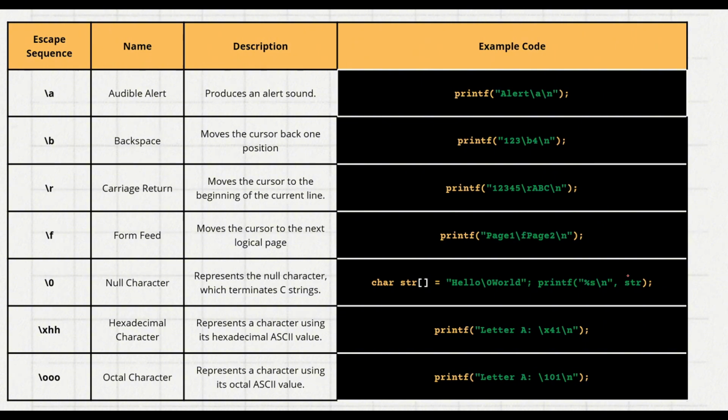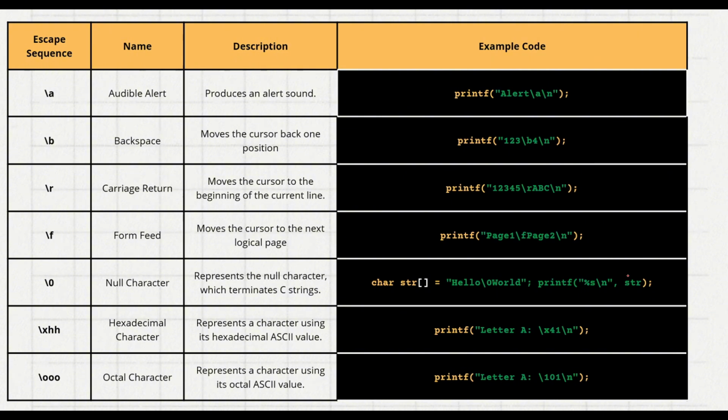Then, we have \f, known as form feed. It moves the cursor to the next logical page, which is essentially useful in printers and older systems. For instance, this code will treat page 1 and page 2 as two separate pages. The \0 sequence is for the null character, which represents a zero value character. It is mainly used to terminate strings in languages like C.